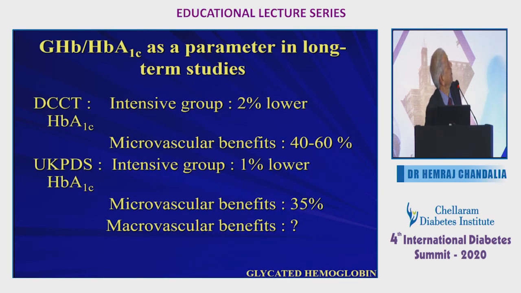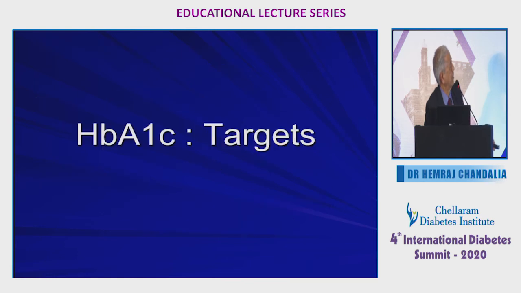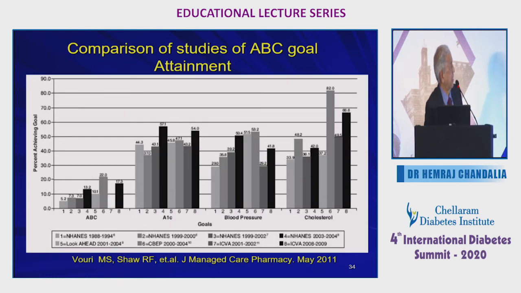So let's go on rapidly. Important test in all research studies. You lowered it by 2% in DCCT, and these were the benefits derived, mainly microvascular. Now what should be the targets? When we treat diabetes, there are three parameters we see, A, B, C. A is the glycated hemoglobin, B the blood pressure, C the cholesterol.